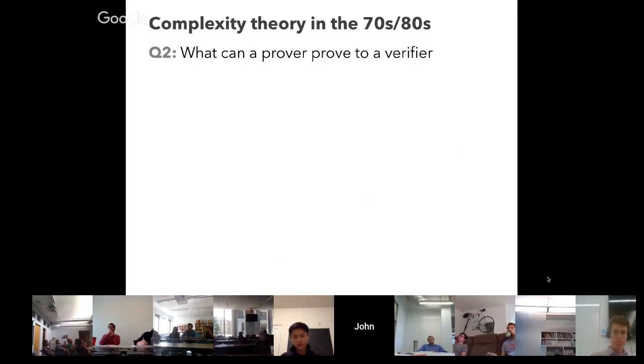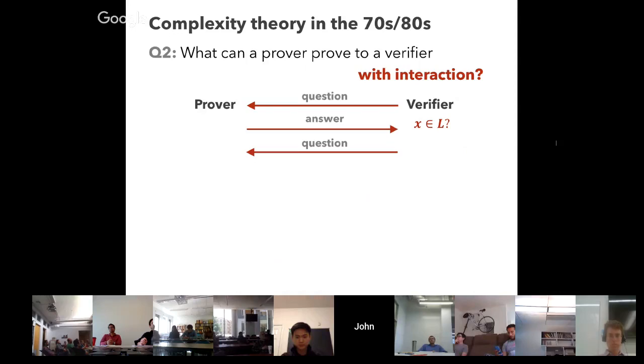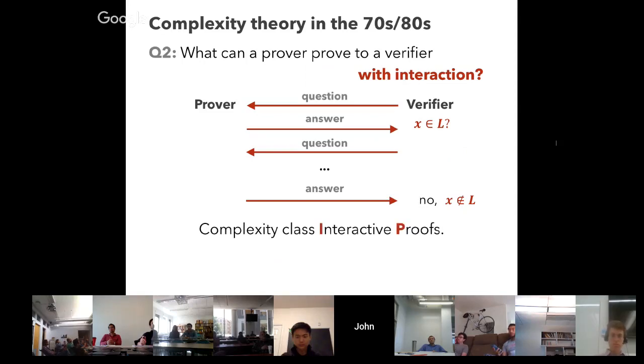Okay, question 2. Then you could start considering more exotic prover-verifier interactions. So question 2 is, what can a prover prove to a verifier with interaction? In this setting, we have a similar thing, except the interaction is no longer one way. So it's not just a one-way interaction from the prover to the verifier. Instead, the verifier is allowed to ask the prover a question, for example. And then the prover can respond with an answer. Maybe based off of that, the verifier asks another question. And they go back and forth for a while until finally the prover sends their final answer, and the verifier is either satisfied that yes, X is indeed in my language, or no, X is not in the language. And this is a complexity class IP, for interactive proofs.